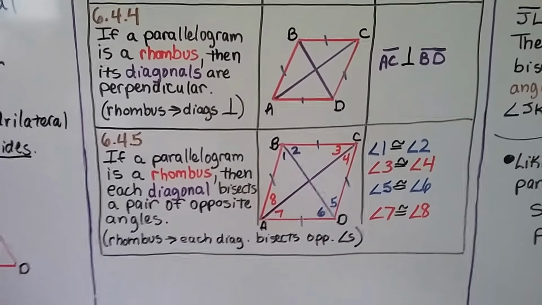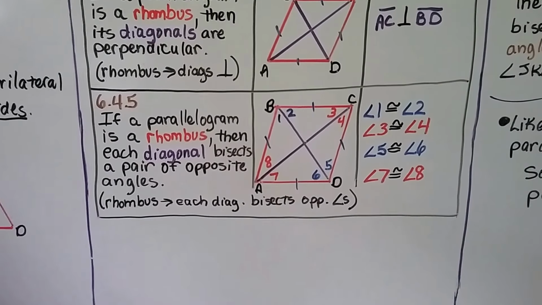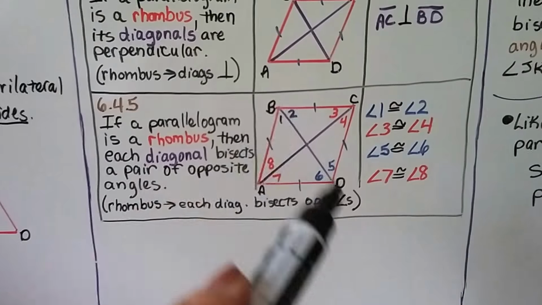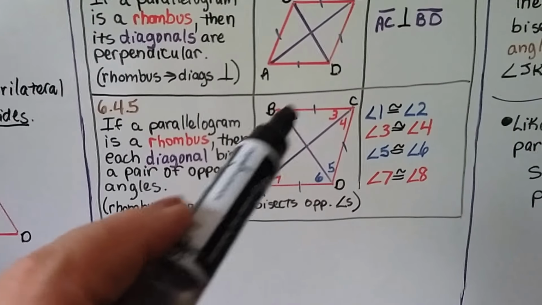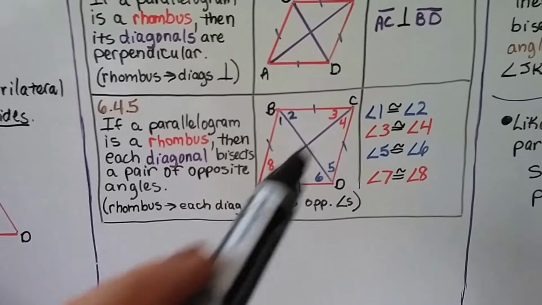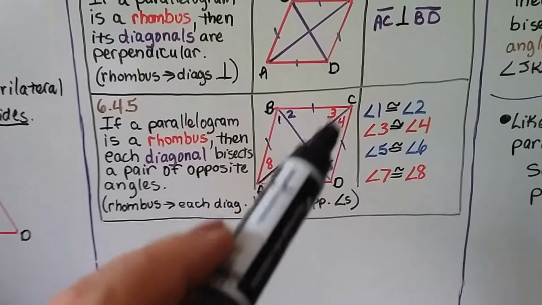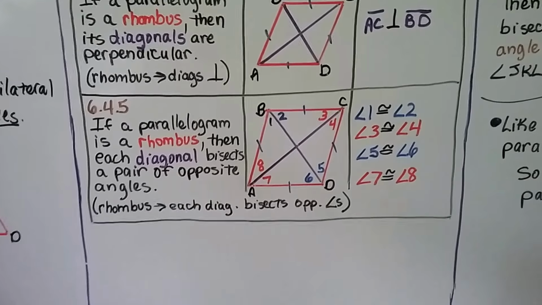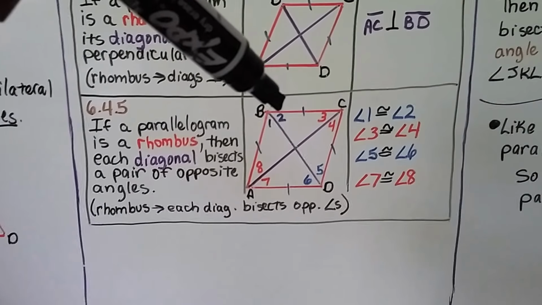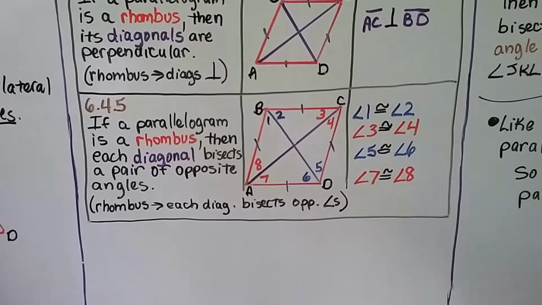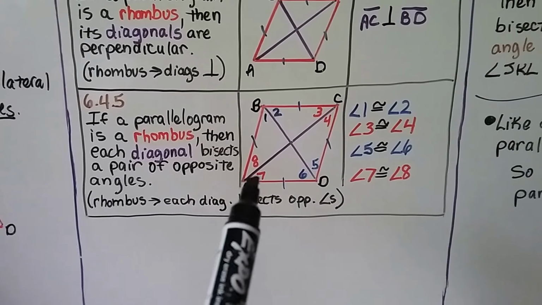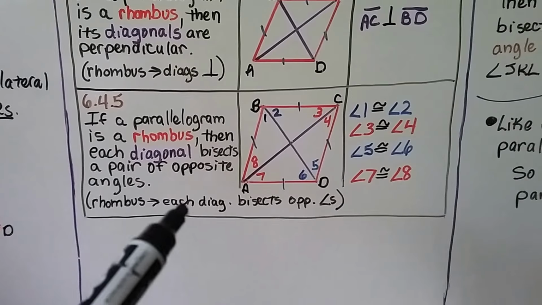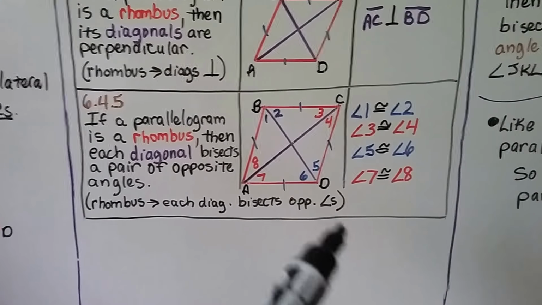Our last one says if a parallelogram is a rhombus, then each diagonal bisects a pair of opposite angles. So this diagonal BD is bisecting here, and AC is a diagonal that's bisecting these and these. See? This and this. So we get angle 1 is congruent to angle 2, angle 3 is congruent to angle 4, angle 5 is congruent to 6, and 7 is congruent to 8. We can write geometric notation, rhombus, therefore each diagonal bisects opposite angles.